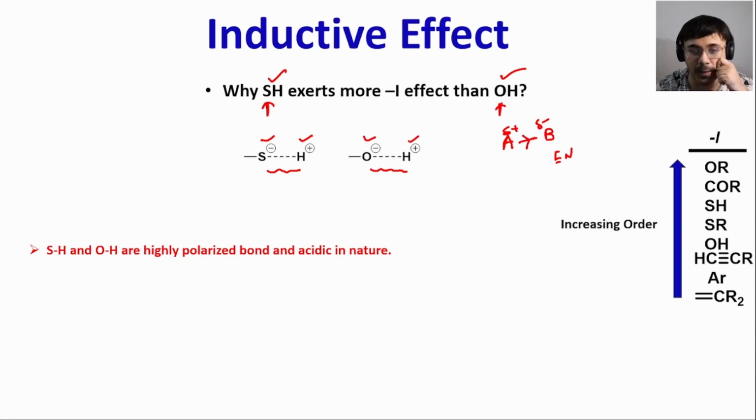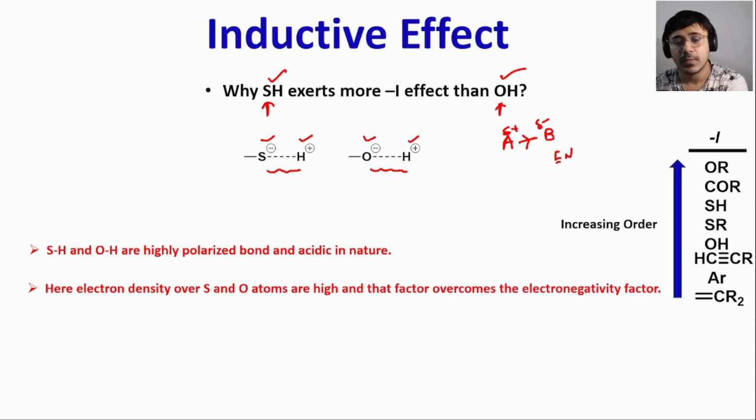So what is happening now? Both the atoms have more electron density than in the normal polarized bond cases. So in this case, our electronegativity factor will not be much more predominant. Here, the electron density factor is predominating over the pushing or inductive effect exerted by that atom or group.